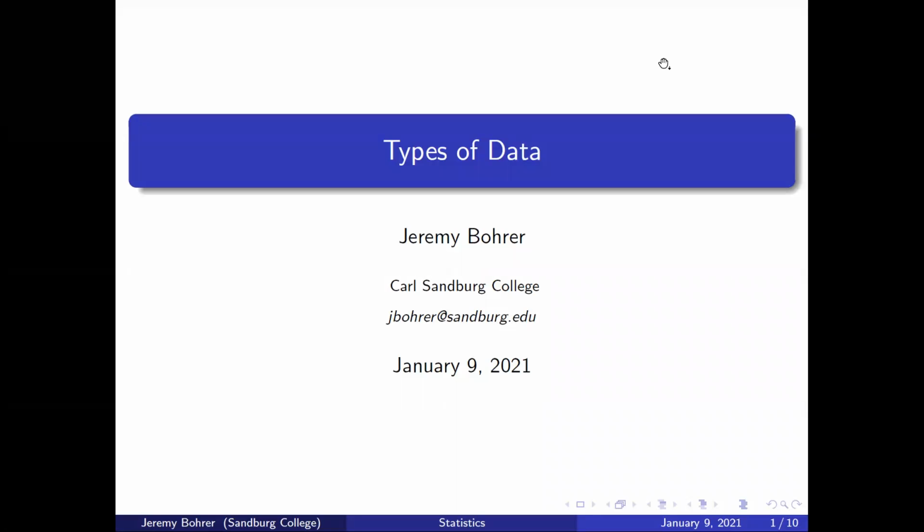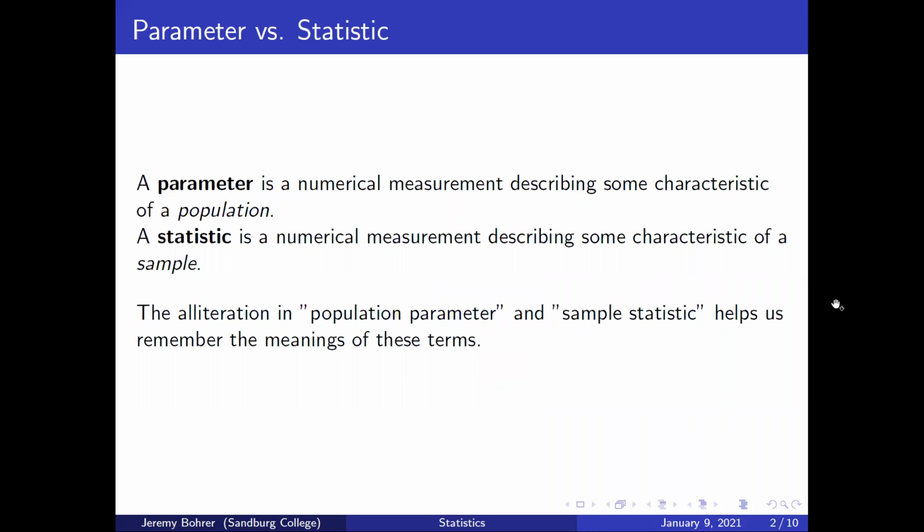In this video, we will talk about section 1.2 in the book, types of data. A parameter is a numerical measurement describing some characteristic of a population. A statistic is a numerical measurement describing some characteristic of a sample. The alliteration in population parameter and sample statistic helps us remember the meanings of these terms.